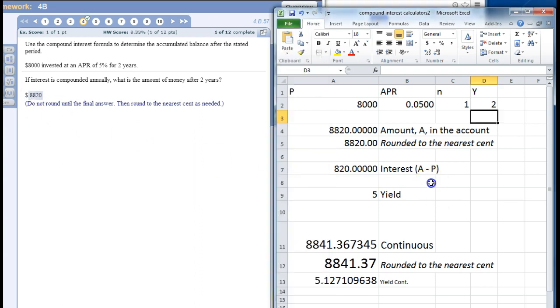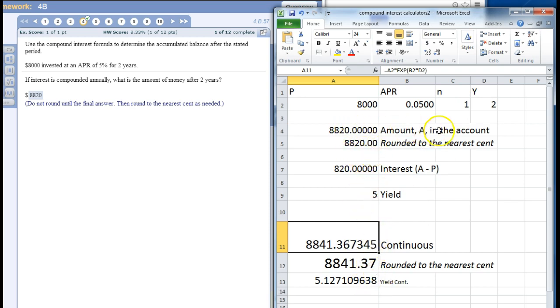Alright, but it's got other formulas on there. It's got a formula for interest. We start with 8,000, we end up with 8820. You subtract, you get your interest. The yield is the yield formula for the APR, based on the APR and the number of times you compound in a year. So it's always the same, 5%, if this is 1. And then this is if it's continuous compounding, which we'll show an example of later.